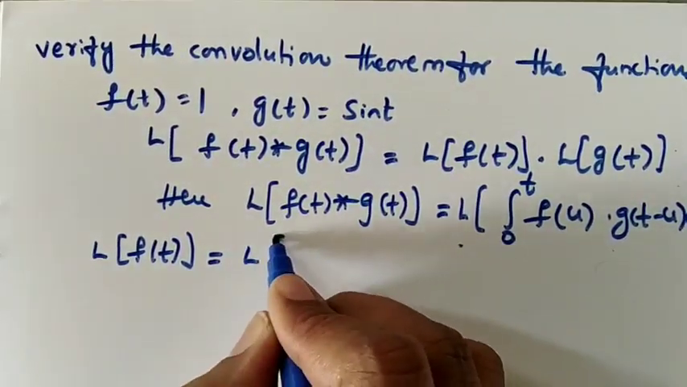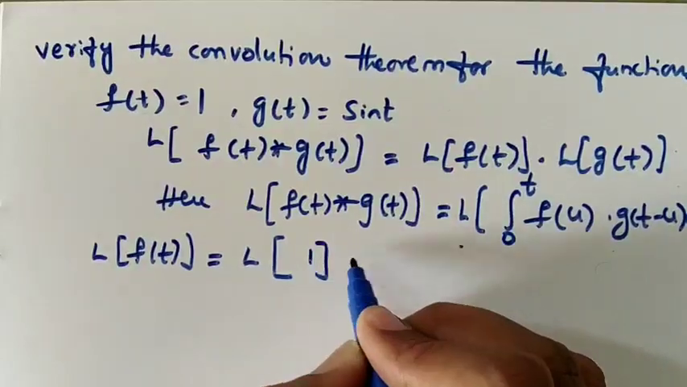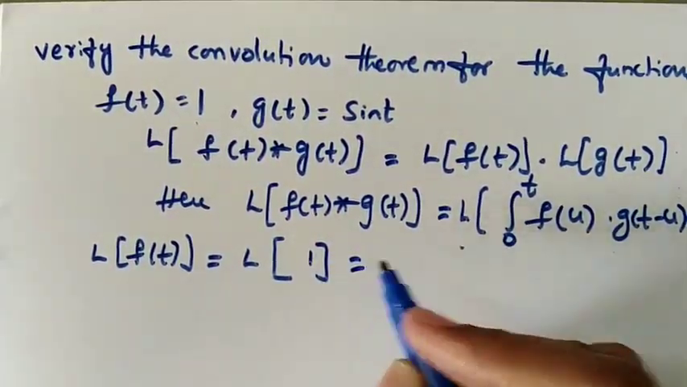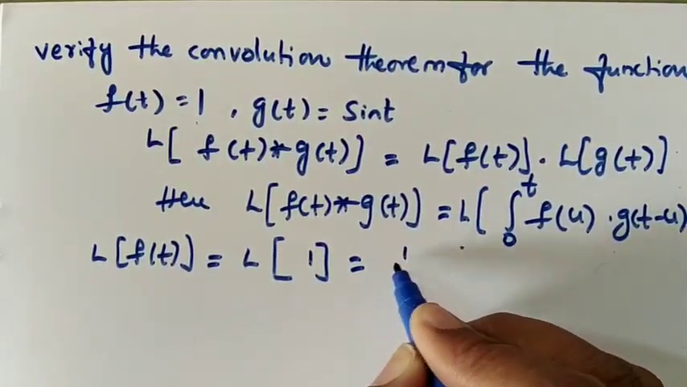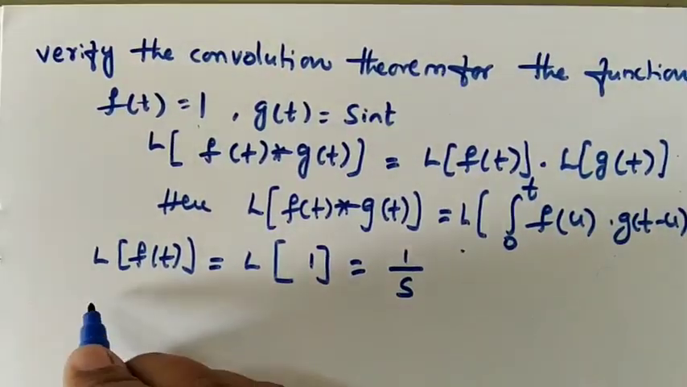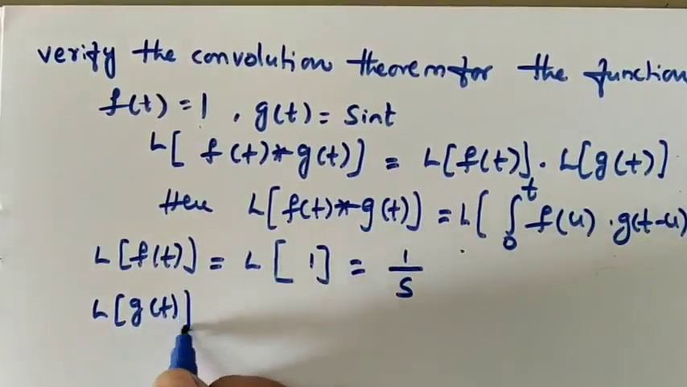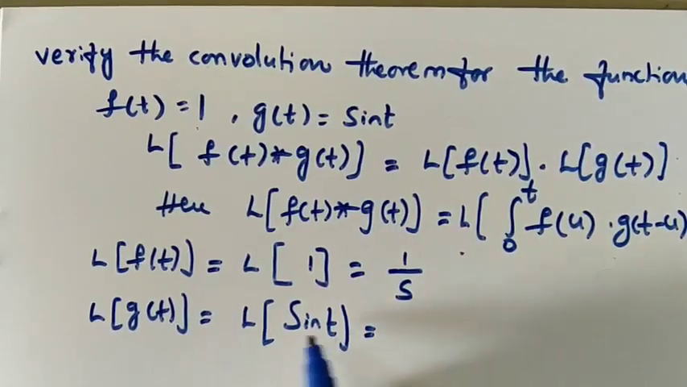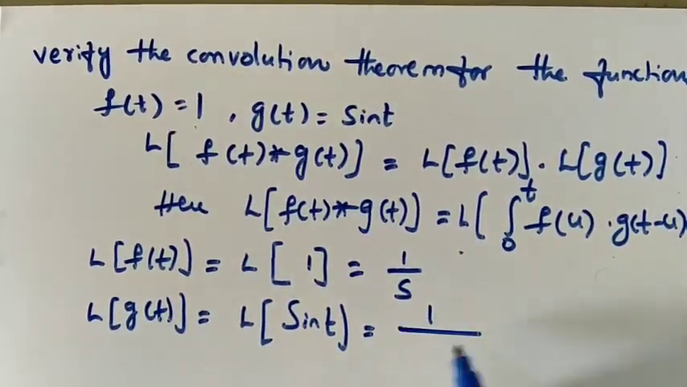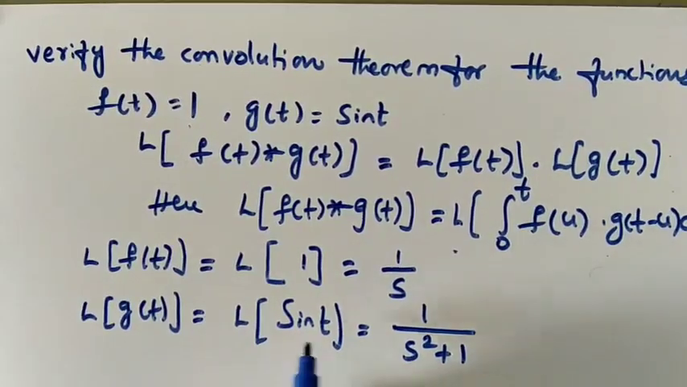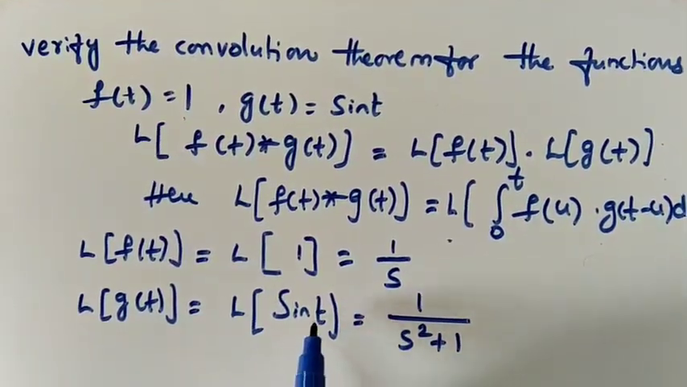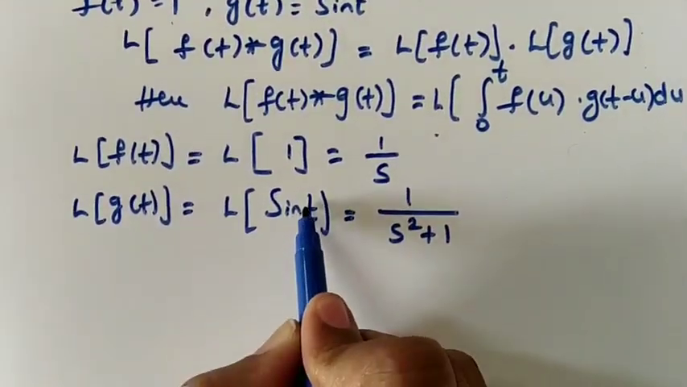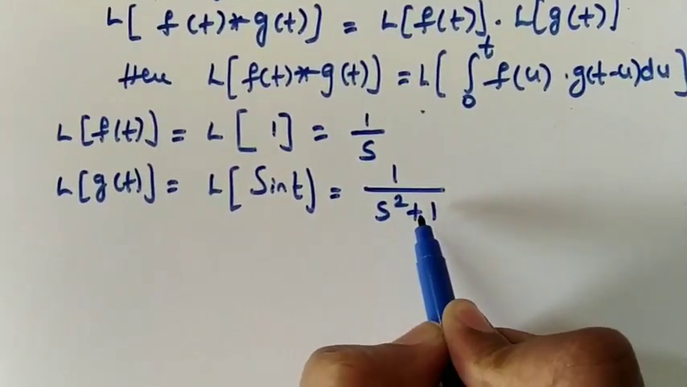Here Laplace transform of f(t), given is 1, so substitute that. We know the formula: Laplace transform of a constant is 1 by s. And second one is Laplace transform of g(t), that means L of g(t), given sin t. So Laplace transform of sin t is 1 by s square plus 1, since Laplace transform of sin kt is k by s square plus k square. But k here is 1. That's why 1 by s square plus 1.